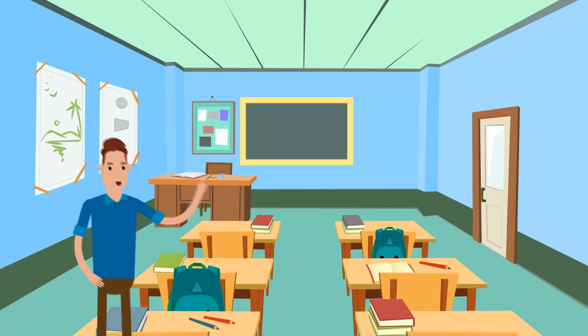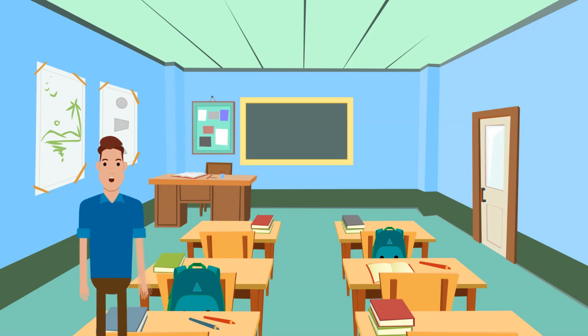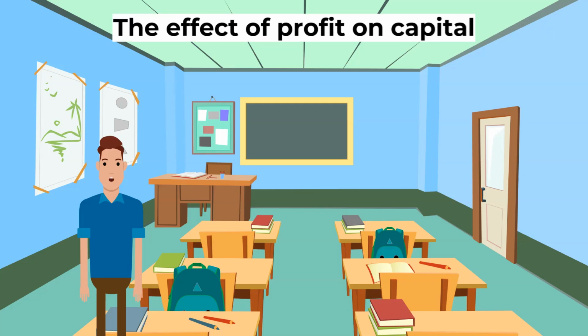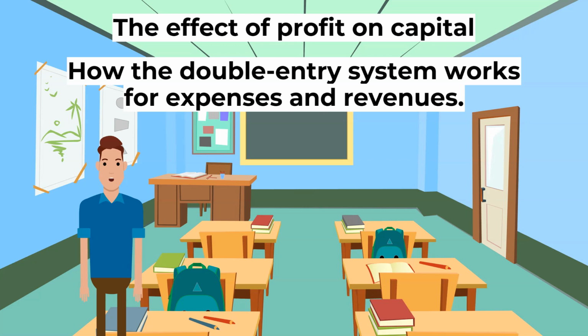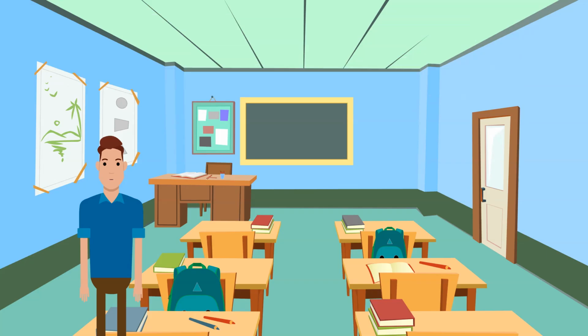Hi everyone, welcome back to our accounting series. In this video, we're exploring two crucial concepts: the effect of profit on capital, and how the double entry system works for expenses and revenues. By the end of this video, you'll see how these elements fit together like pieces of a puzzle in accounting. Let's dive right in.